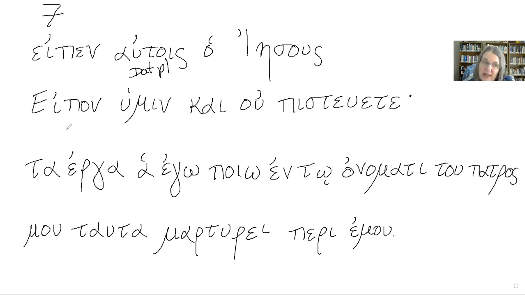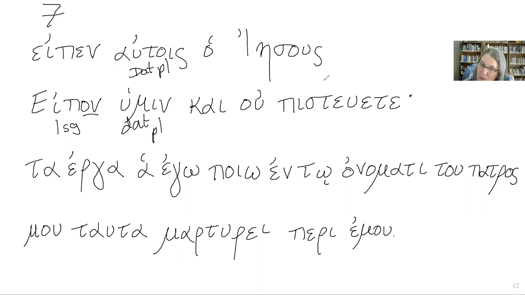And then here's what he says, eipon. This ending, it's the same verb, same parsing, except this is first person singular. So I said, and we have another dative plural here. So I said to y'all. I spoke to y'all might be better here. I said to y'all.